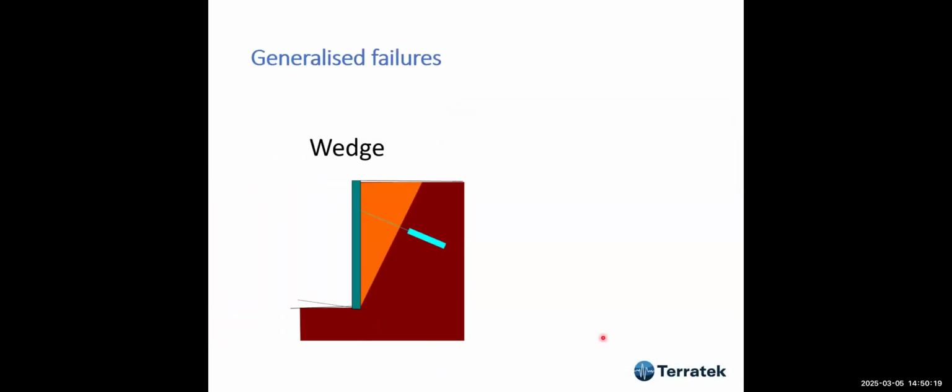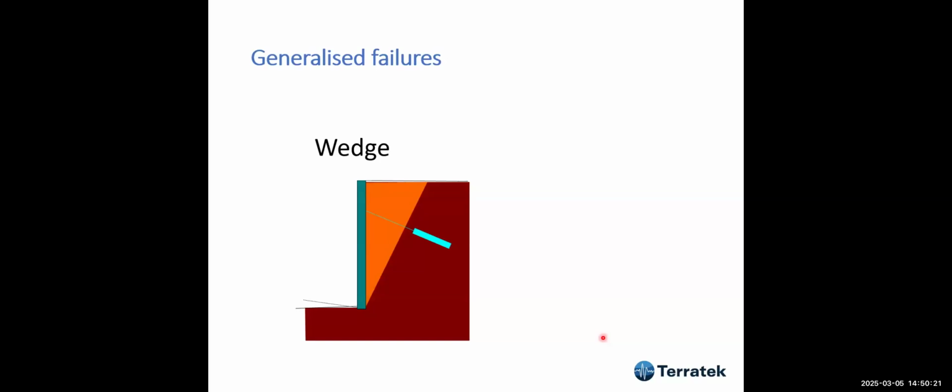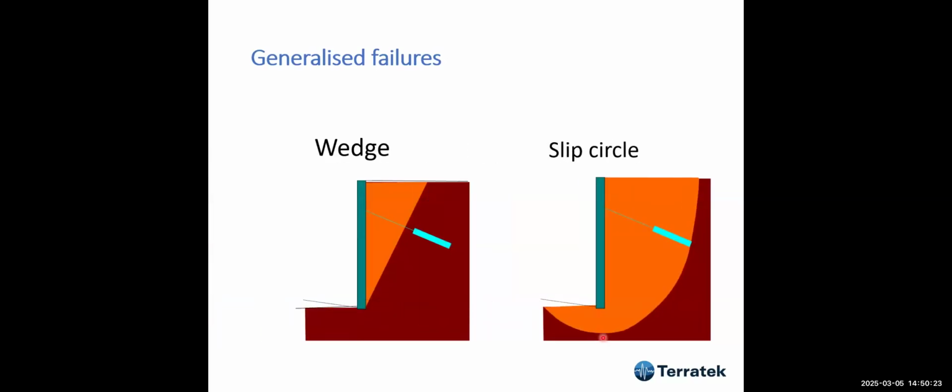We see that. Generalized failure. Okay, how to deal with generalized failure? In the beginning, of course, you didn't have a computer program, and doing slip circle was very, very hard. And that's why Professor Nunes developed the math for this wedge failure. And the wedge methods have been used a lot until now. Of course, we don't do that anymore.